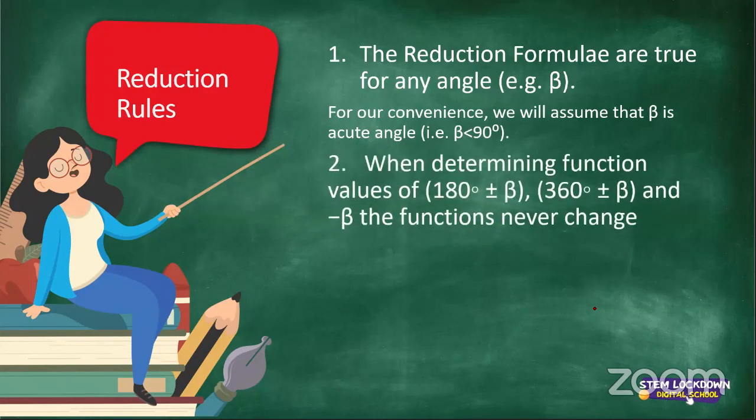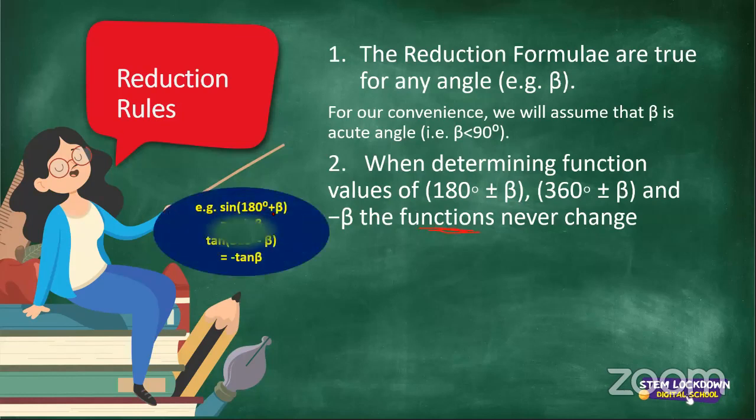Right. So when determining the function values using 180 plus or minus beta, or 360 plus or minus beta, the function doesn't change. What do I mean by that? I simply mean that sine of 180 plus beta becomes minus sine beta, so your function has remained the same, and the same is true for tan of 360 minus beta. The function remains the same. We will get more into depth on this as we move along.